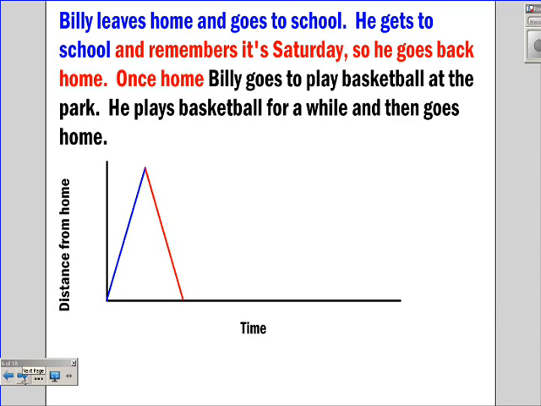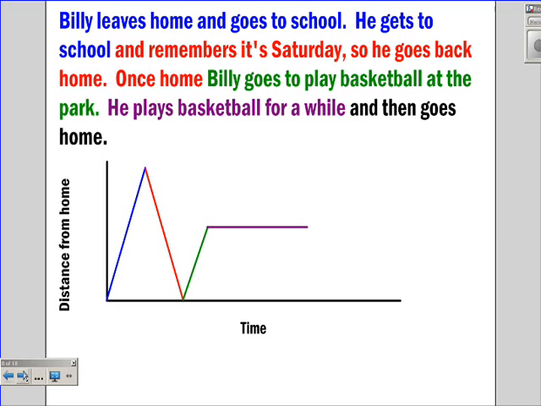Once home, now what happens? Well, I'm already up, so I might as well just go to the park to play some basketball. Am I at the park for very long? I'm there for a while because I'm playing basketball for a while. So I'm not given any numbers down here. I'm just told that I'm there for a while. So I need to be constant at the park for a while. And then I decide to go home. So I just have my line going home.